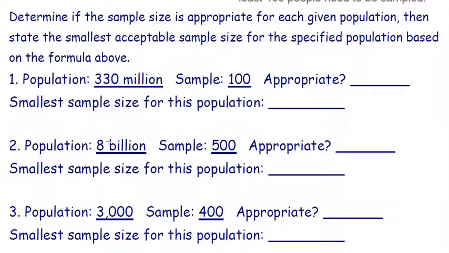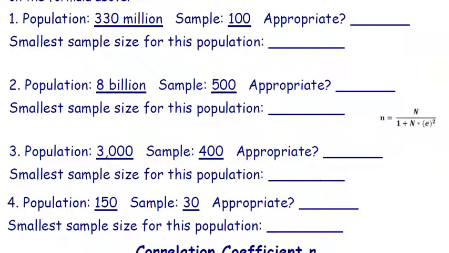Determine if the sample size is appropriate for each given population. Then state the smallest acceptable sample size for the specified population based on the formula above. So if we have a population of 330 million and a sample is 100, is this appropriate? Let's go ahead and plug them into the formula.